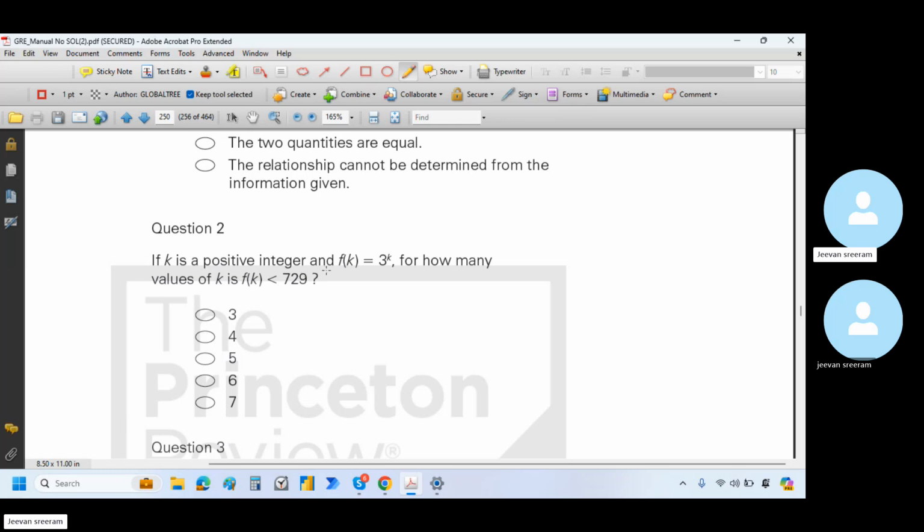If k is a positive integer, f of k is 3 power k. For how many values of k is f of k less than 729? Just try to recollect. 3 power 4 is 81. 3 power 5 is 243. Yes. 3 power 6 is 729. Right.